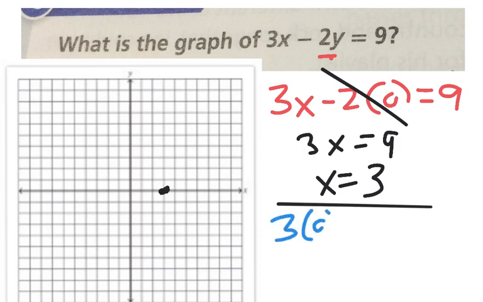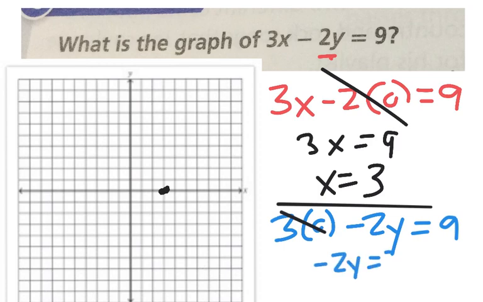So I'm finding the y-intercept and the x value is 0. So I plug in 0 for x. This term is gone. So negative 2y. Remember, the sign in front of the number goes with it. Can I say that enough times this year? The sign in front of the number goes with that value. So it's a negative 2y. Divide by negative 2. So y equals negative 4.5.